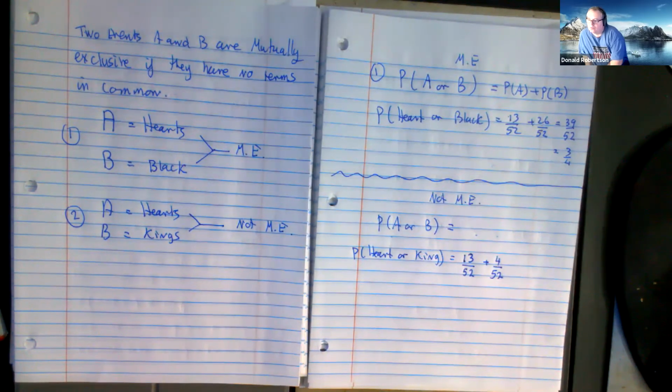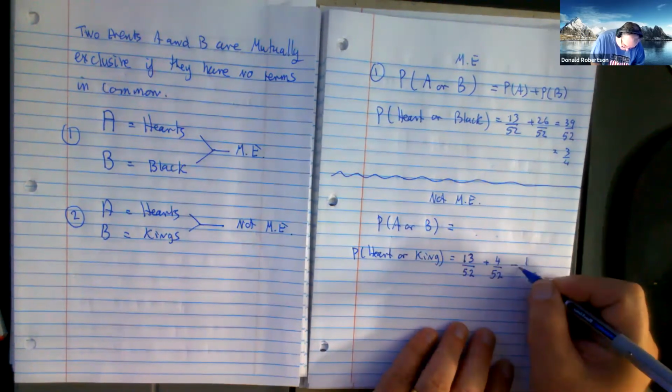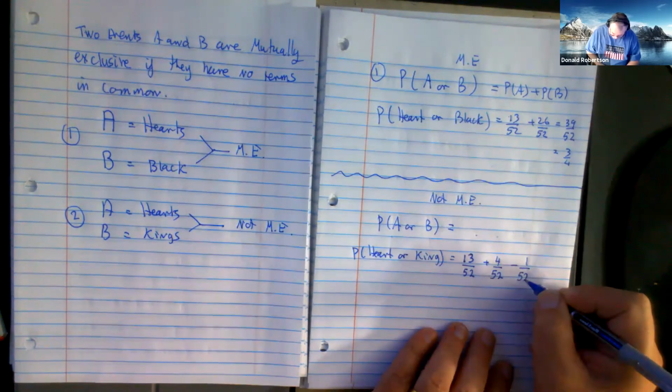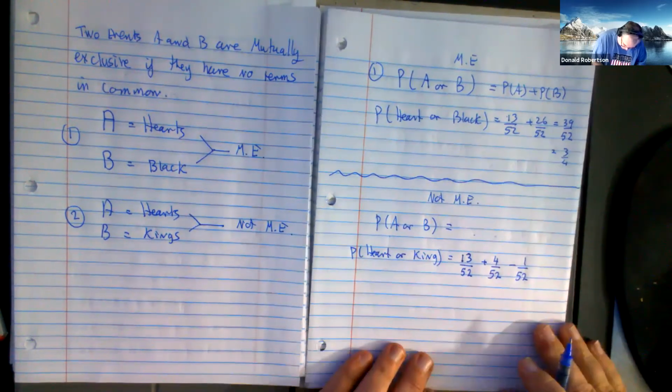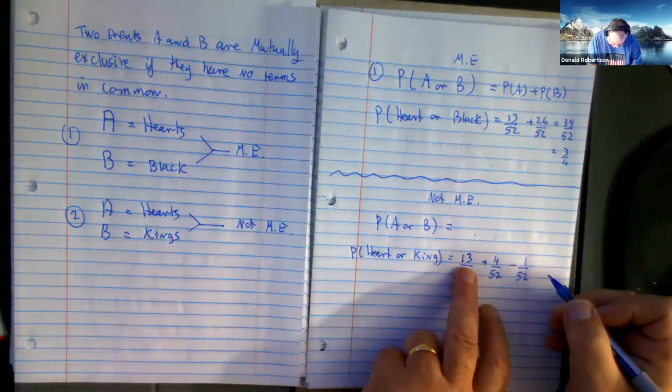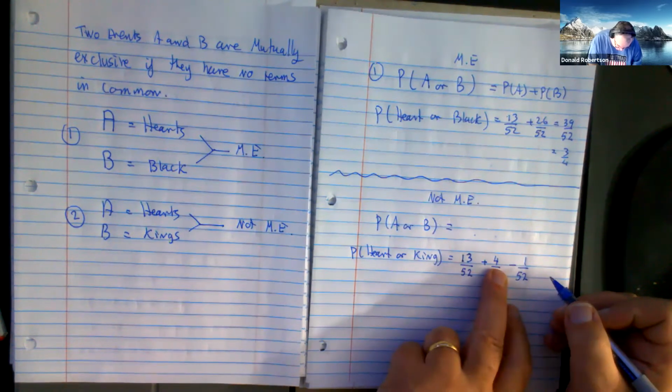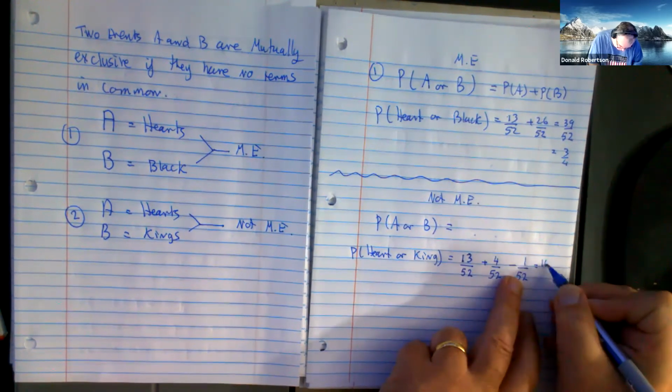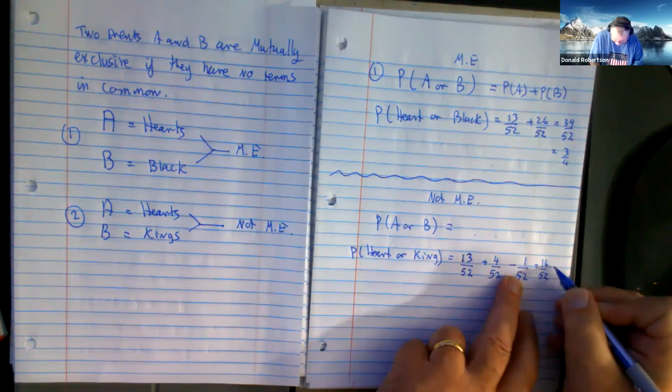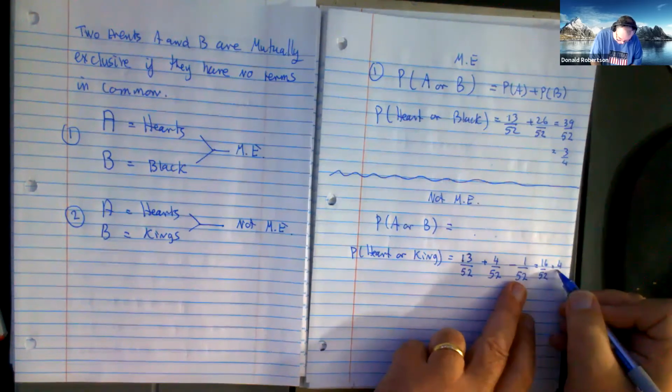Aren't we counting one of the cards twice? Agreed? And so we take away the extra one, right? The one that we double dipped. And so if you did this one, it would be 13, add 4, that's 17, minus 1, you'd get 16 out of 52, which I believe is 4/13.